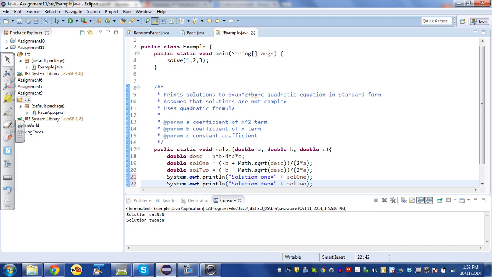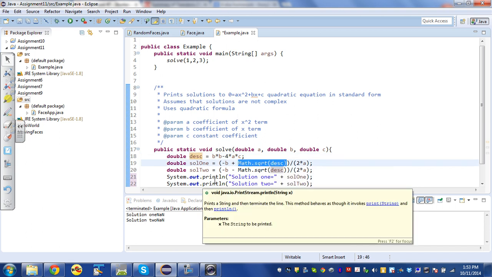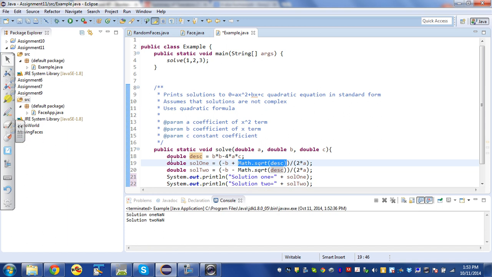Let's make this a little bit prettier. Solution 1 equals. What does NaN stand for? Not a number. Why? Because the discriminant is b squared minus 4ac. What's b? b is 2. So this is 4. a times c, we've got 2 times 3, that's 6. 6 times 4, well, that's a whole lot bigger than 4, so the discriminant is negative. So we're trying to take the square root of a negative number. That's not a number. Not a real number, not something that can be stored in a double anyway, right? So what can we do?